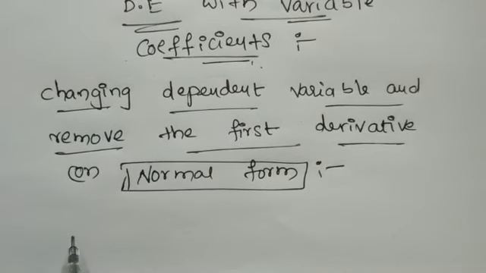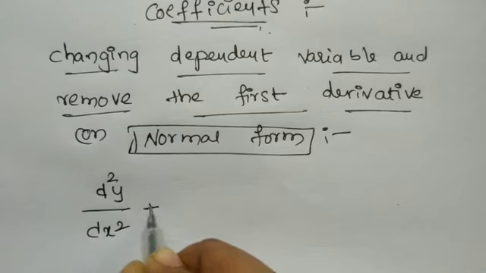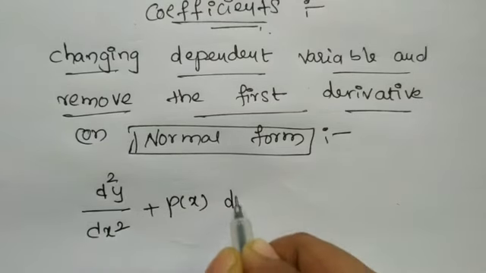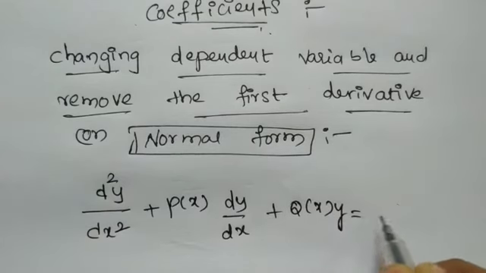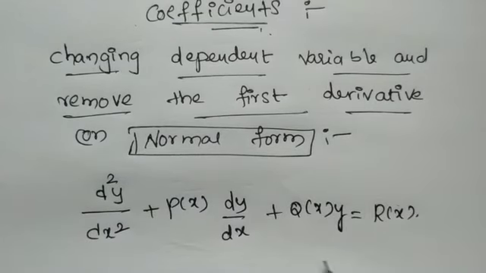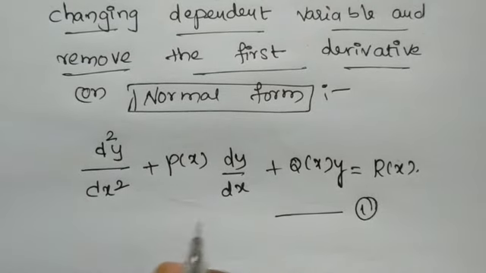First, let us take the second order linear differential equation: d square y by dx square plus p of x into dy by dx plus q of x into y equal to r of x. So this is our second order linear differential equation.